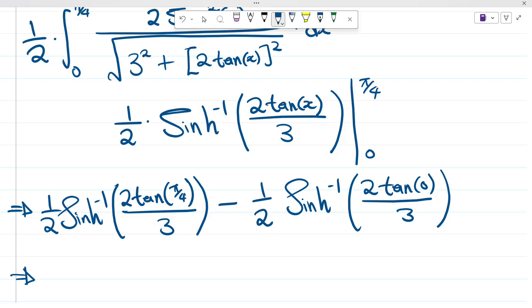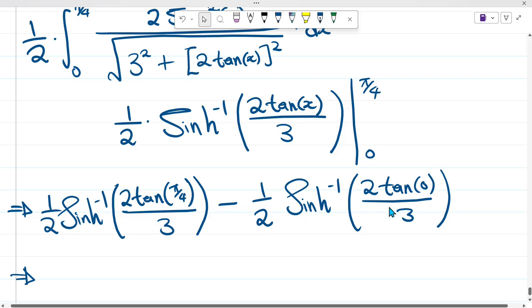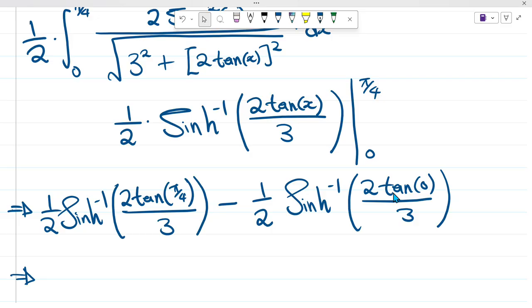Okay, so tan of 0, we know that tan of 0 is 0, right? So meaning that here you don't have to stress yourself. You can just use a big 0. So 0.5 multiplied by inverse hyperbolic sine of 2 tan of pi over 4, you close, divided by 3. So I'm busy punching in my calculator right now, so just be patient with me. I'll be right back.